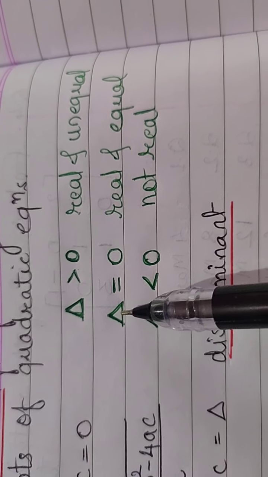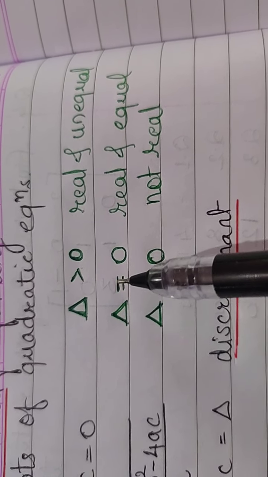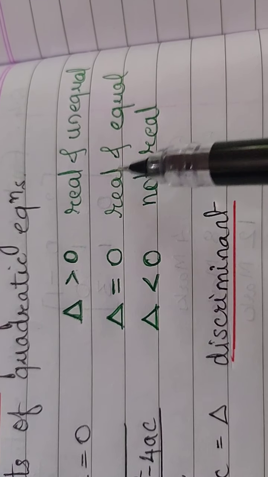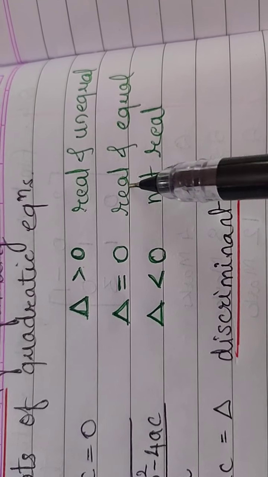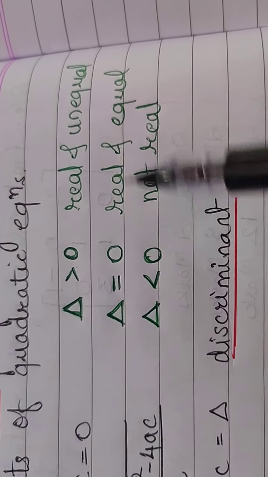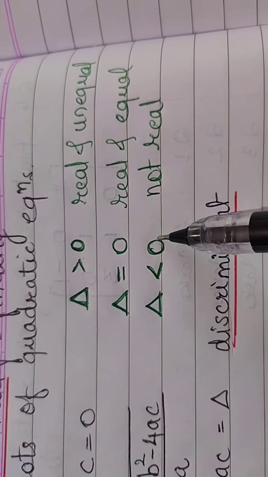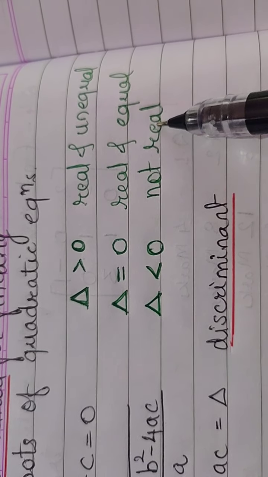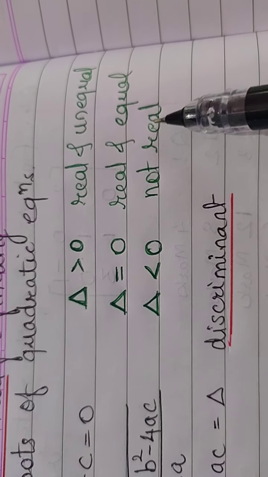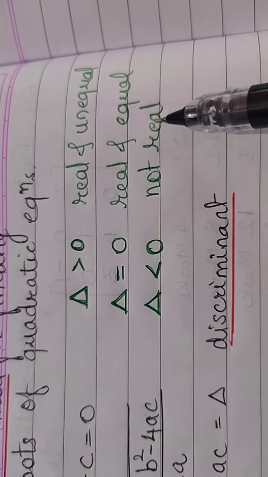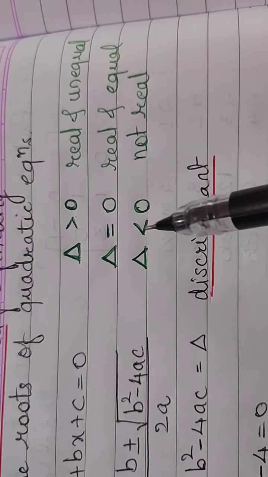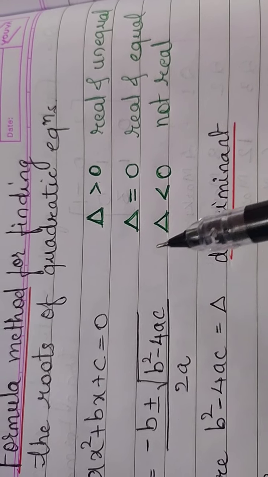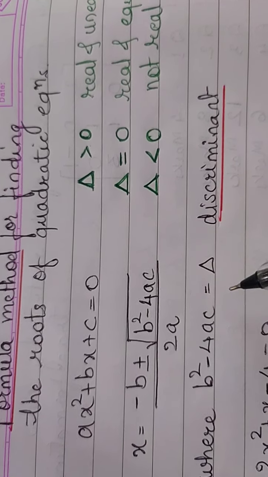If delta, that is b square minus 4ac, is equal to 0, in that case the roots are real but equal. The quadratic equation has equal roots. And if delta is less than 0, that is delta is negative, then the roots are not real, which means they are imaginary roots. So we have to check the value of delta first while solving the quadratic equation using the formula method.